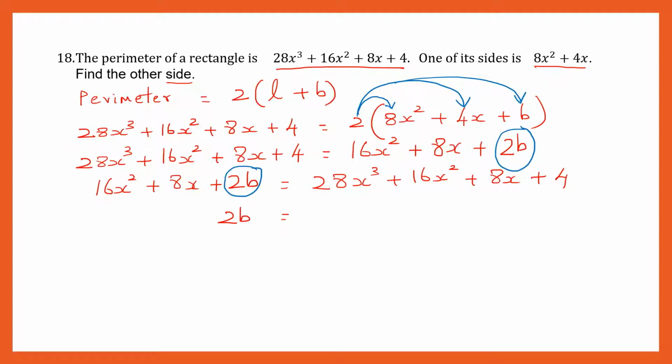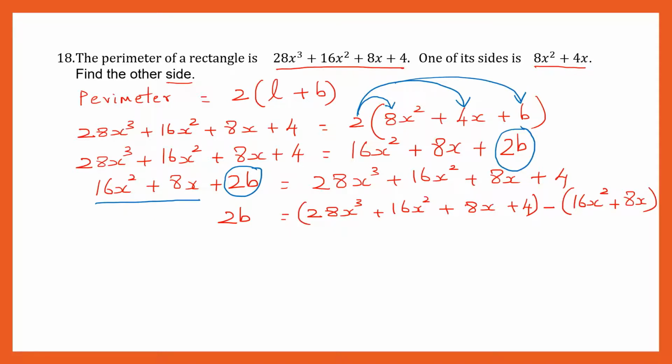Okay, now I'm going to write what is on the right hand side as it is. That is 28x cubed plus 16x square plus 8x plus 4. Now I'm going to move these two terms to the other side. Right now it's on the left side. When I do that, I need to subtract this. So I'm going to write minus 16x squared plus 8x. That means I'm going to subtract.